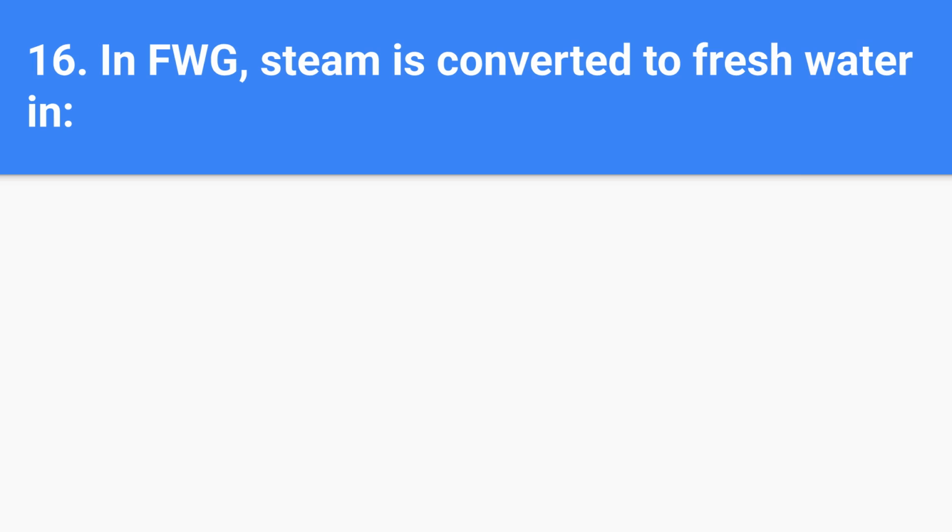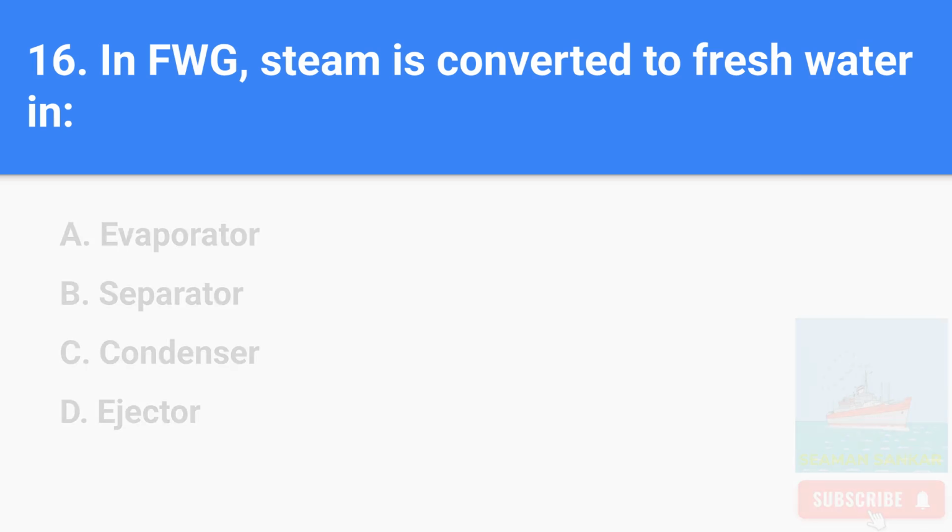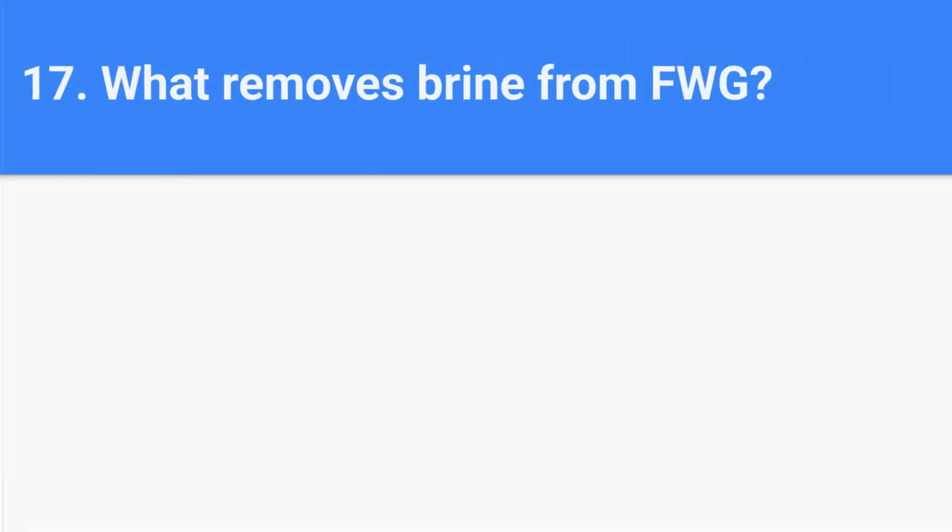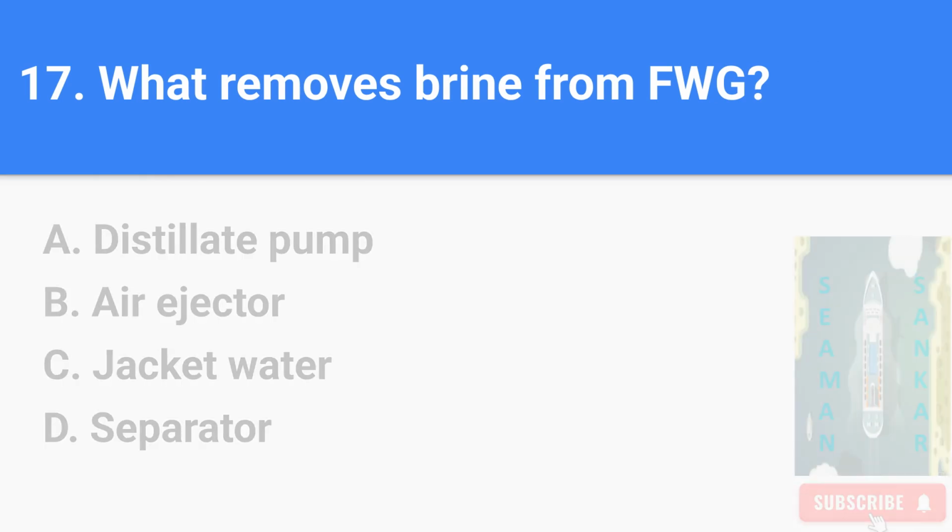Question 16. In FWG, steam is converted to fresh water in the A. Evaporator. B. Separator. C. Condenser. D. Ejector. The conversion of steam to fresh water in FWG happens in the C. Condenser.